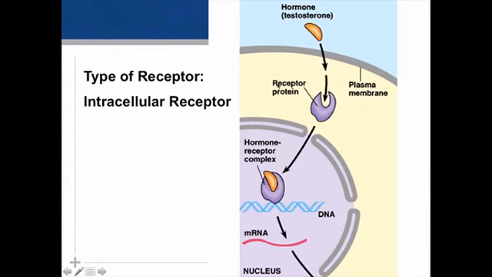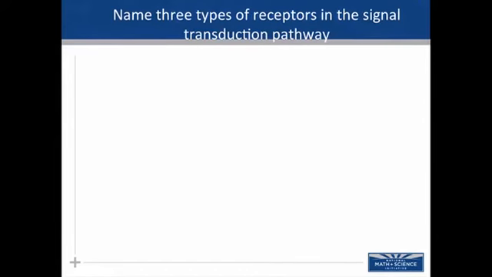So we've seen 3 types of receptors. If you'll take just a moment to think about all 3 of them, you should be able to identify them and say a little bit about how they are different. The 3 types of receptors that we saw in the signal transduction pathway. Your list should include 3 types of receptors. Do you remember what they were?